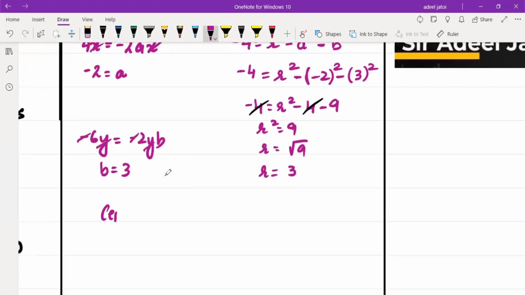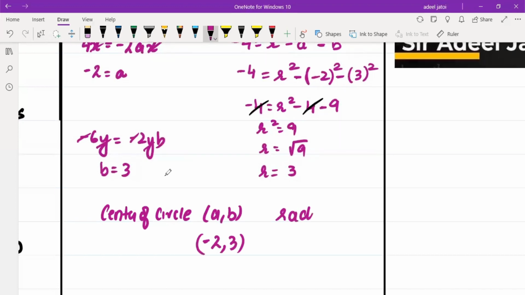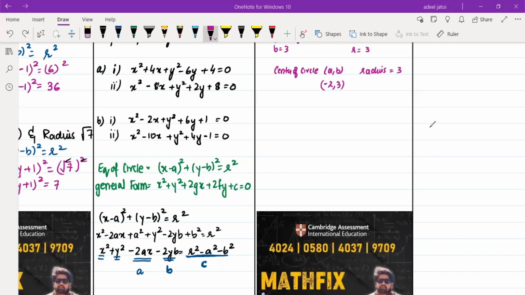So the center of the circle is a comma b. So a is negative 2 and b is 3, whereas the radius in this question will be directly 3. So these are the two answers. Okay, A part 2 for the same question. Let's just attempt this now.